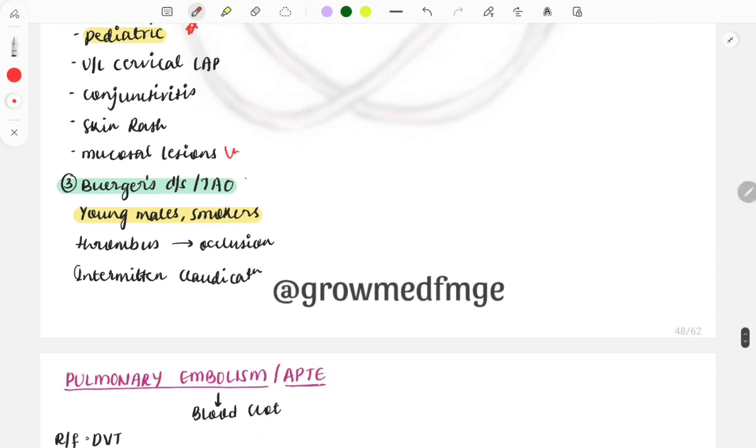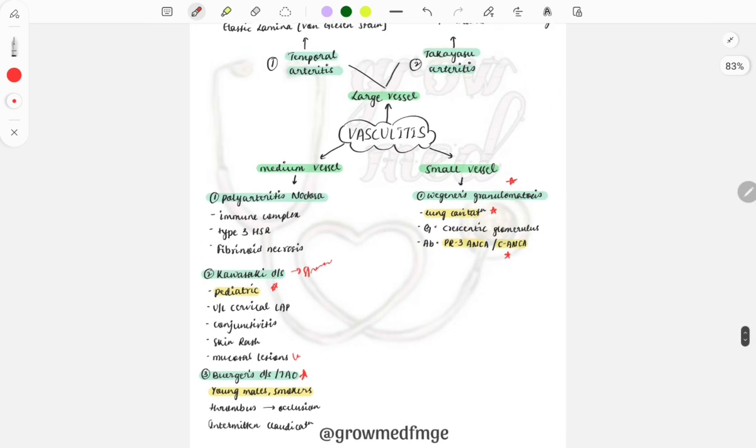Then type 4 is Buerger's disease, again a repeat topic from surgery as well as from pathology. So here, young males who are smokers will be getting a thrombus and will have occlusion, which will cause intermittent claudication. So these are the important things from the vasculitis.